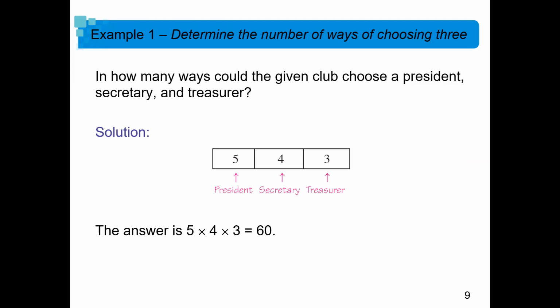Like A could be president, followed by B, the secretary, and C, the treasurer. That's just one possibility. And according to our calculation, there are 60 possibilities.